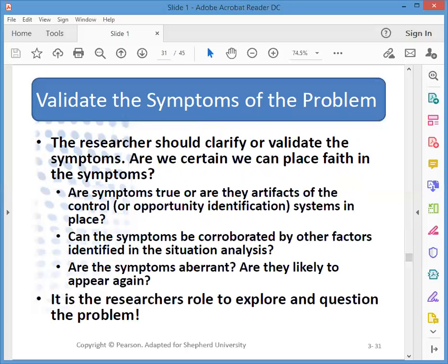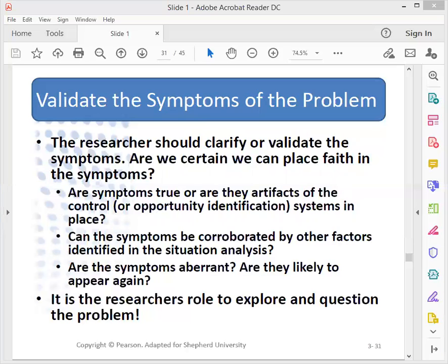So the first thing, validate the symptoms of the problem. The researcher should clarify the symptoms. Are the symptoms true, or are they just errors in the control systems? Can the symptoms be corroborated by other factors? Are they aberrant? In other words, it was a one-off situation and it's not likely to appear again. So it's the researcher's role to explore and question the problem.